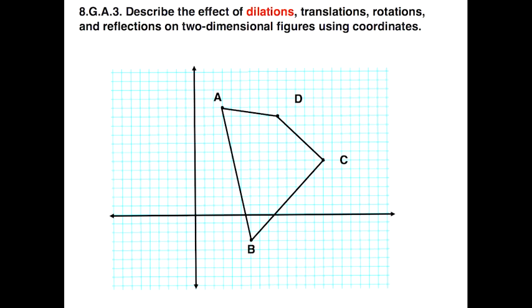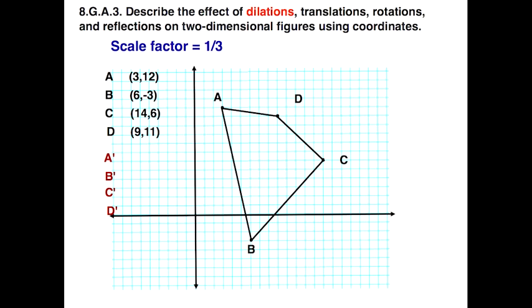Let's try a second example. Let's do another dilation. This time let's go with a quadrilateral, ABCD. Here's our coordinates. Let's go in the opposite direction. Let's have a dilation that makes the original figure smaller. Let's say our scale factor is 1/3.